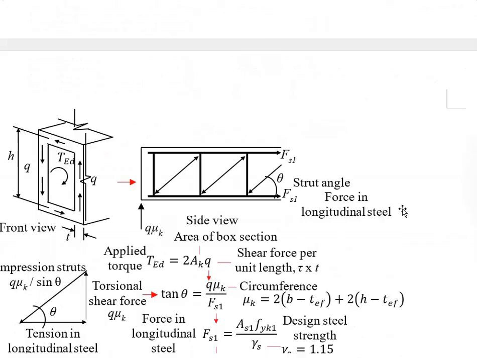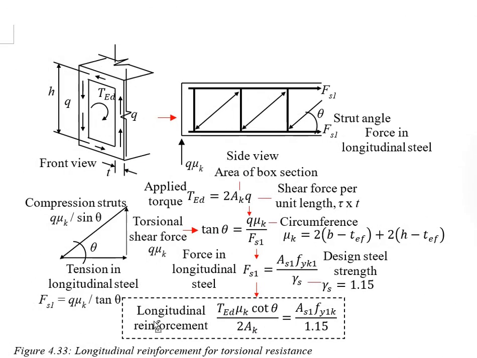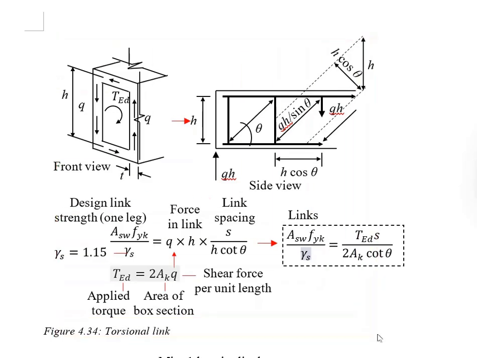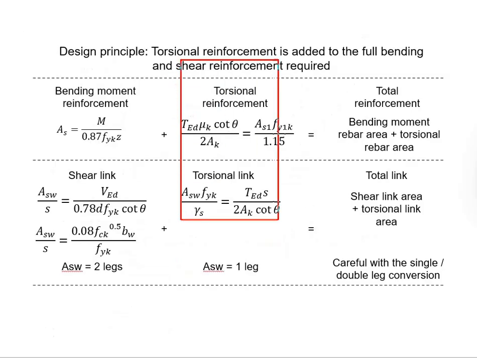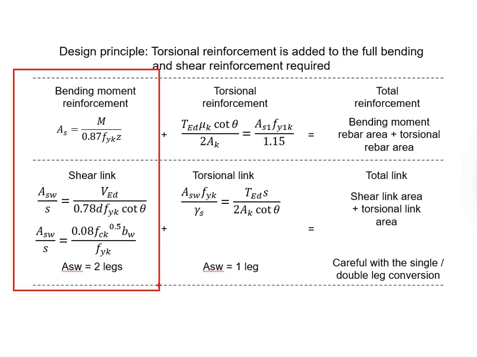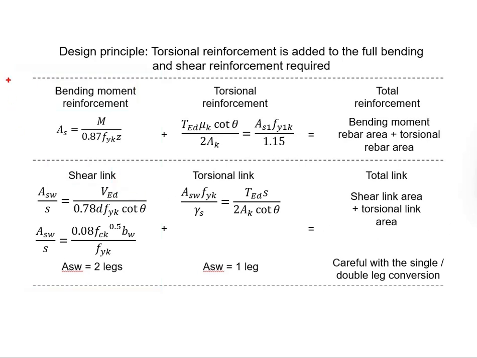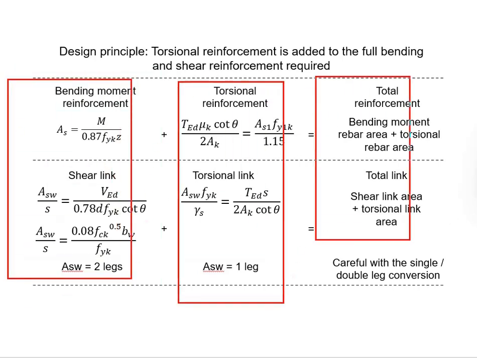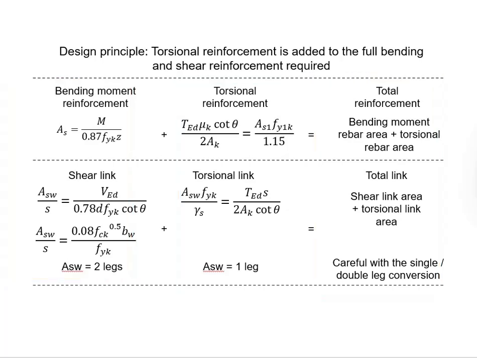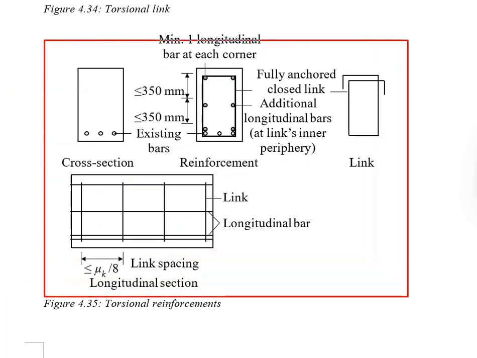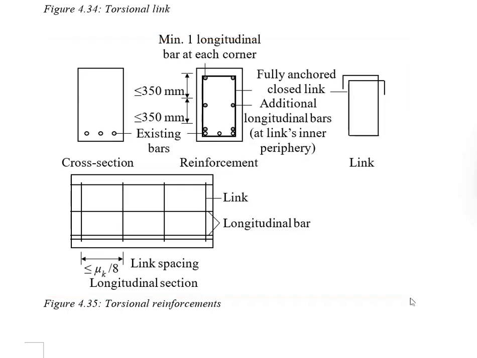So far, we have discussed the derivation process for the longitudinal reinforcement as well as the torsional link. We mentioned that the calculated amount of the torsional reinforcement required is to be added up with the existing design, catering for the bending moment as well as the shear load. You will need to add both of them up in order to get the total amount of reinforcement before finalizing the design in terms of the detailing of the reinforcement.